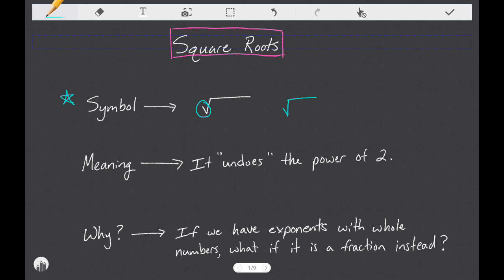The meaning is simply this: it undoes the power of 2. Okay, it's the opposite of the power of 2, or it's the inverse of the power of 2. You're going to hear me say that quite a bit.